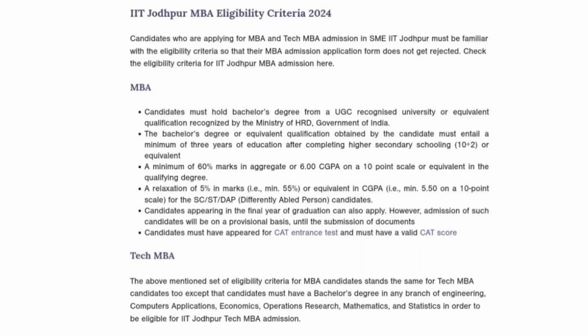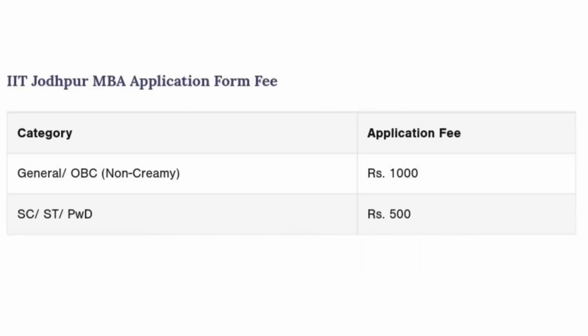And if we consider the eligibility criteria for the Tech MBA in IIT Jodhpur, then you must have a bachelor's degree in any branch of engineering, computer applications, economics, operations research, mathematics or statistics in order to be eligible for the IIT Jodhpur Tech MBA program. For both programs, you will require a valid CAT score. Then the application form fee for IIT Jodhpur is 1000 rupees for the General and OBC categories and 500 rupees for the SC, ST and PWD categories.